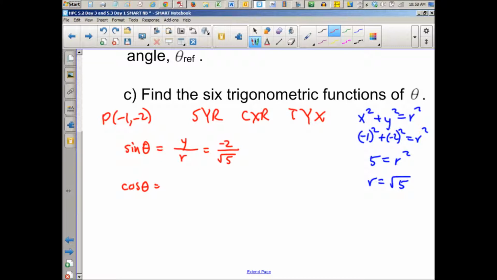Let's go on to cosine. It's x over r, and x is clearly -1. We've known that from the get-go. R we've just found, it's root 5. We'll clean up the denominator later. Okay, next is tan. Well, tan is something I could have done at the outset of the problem. It's just y over x. They gave me y and x. -2 over -1. So the answer is 2.